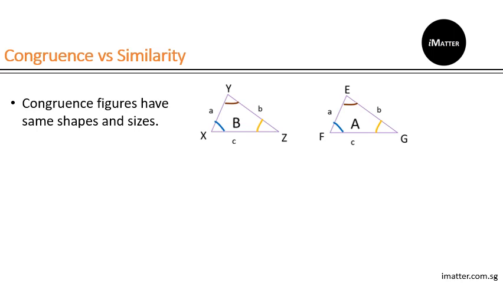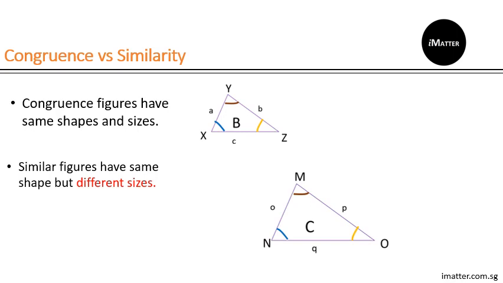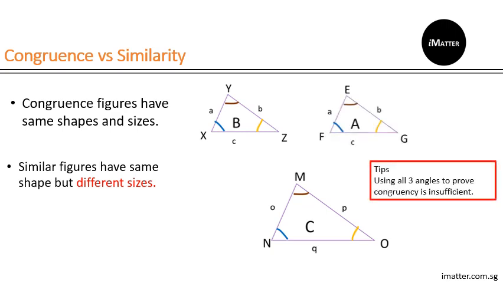The upper case letters represent the vertices of the figure, while the lower case letters represent the different types of sides. The colored angles represent different types of angles. Next, we shall present to you the similarity. Similar figures have the same shape but different sizes. Looking back at all three figures, it is unwise to use three angles to prove congruency.